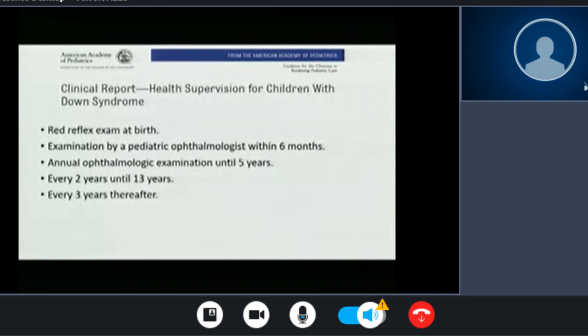The American Academy of Pediatrics published a report in 2011, guidelines for healthcare of patients with Down syndrome, including the ophthalmologic part. It starts with a red reflex exam at birth, examination by a pediatric ophthalmologist within 6 months, annual exam until the age of 5 years, every 2 years until 13 years of age, then every 3 years after that.